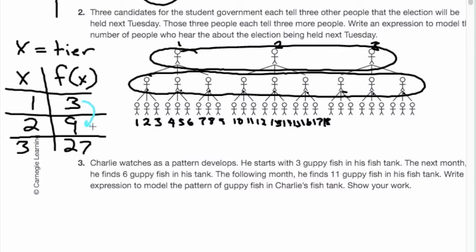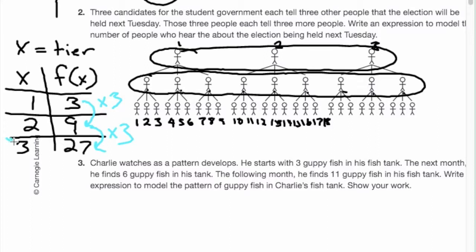So now if I look at this, what do I do to get from here to here? What's that pattern? Times 3. Now to double check that pattern, what might I do? Multiply 9 times 3. If I multiply by 3, that gives me from 3 to 9. If I multiply by 3 again, that gives me 27.